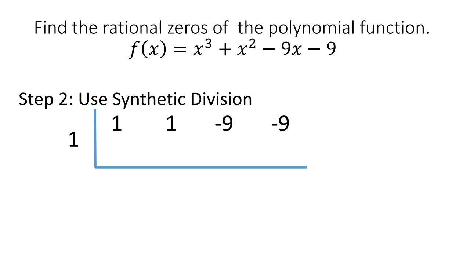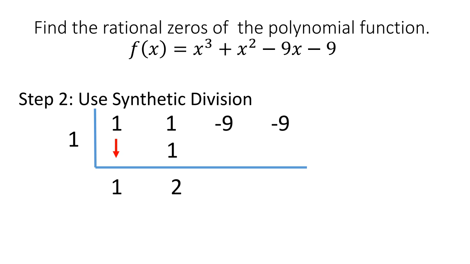So all I'm going to do is grab the coefficients of each of these terms: 1, 1, negative 9, negative 9. I'm starting with the first choice on my rational zero test, which is 1. In synthetic division, I'm going to bring down the 1 first, and then I'm going to multiply 1 times 1.